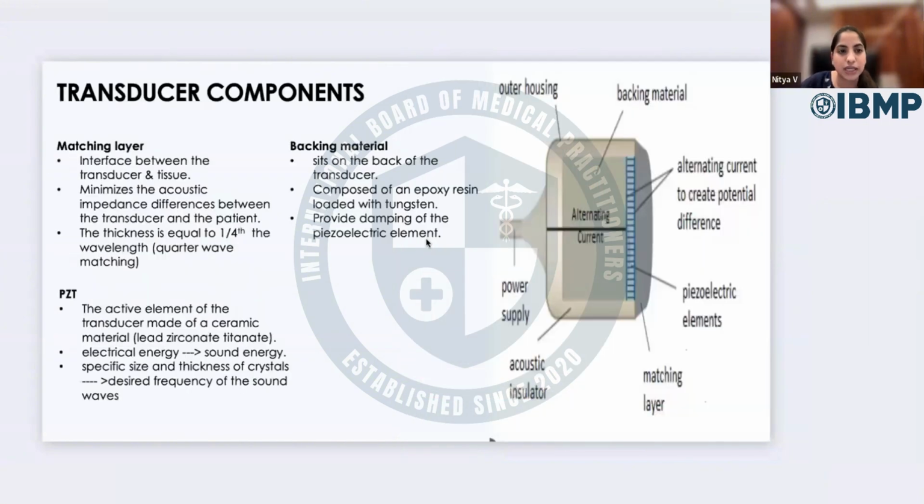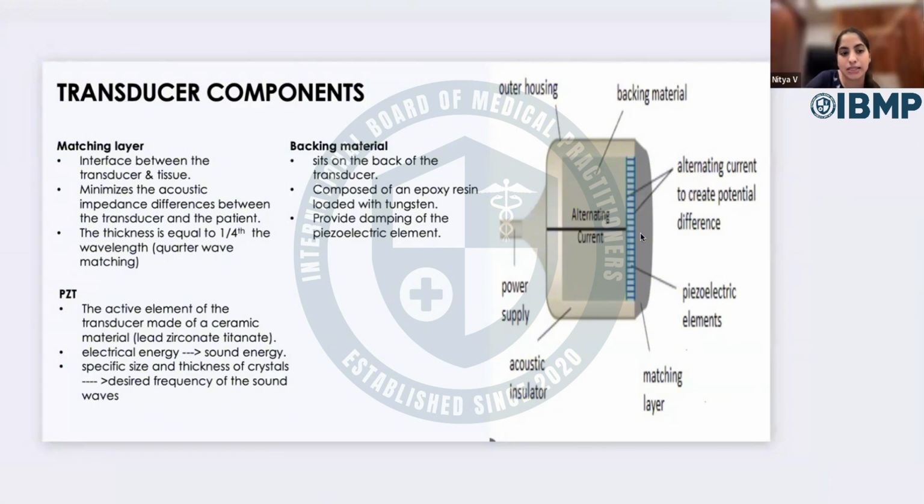Now, studying what the transducer is composed of. First of all, the first layer is the matching layer. That is the foremost layer of the ultrasound probe. It has the property of minimizing the acoustic impedance mismatch. This layer in the front, the gray layer, is the matching layer. It provides an interface between the transducer and the tissue, right? We do not want the sound to be reflected before it enters the human body. That is the use of the matching layer. The thickness of the matching layer is equal to one quarter of the wavelength, which is why it is called quarter wave matching.